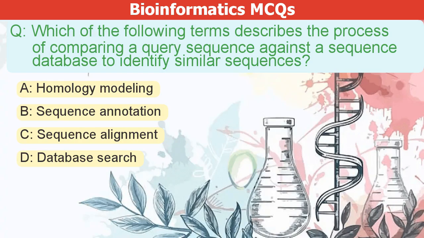Which of the following terms describes the process of comparing a query sequence against a sequence database to identify similar sequences? A. Homology modeling. B. Sequence annotation. C. Sequence alignment. D. Database search.